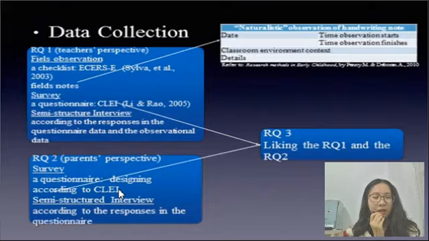However, due to limited resources, I cannot find a study to understand the parents' perspectives on building the classroom environment. So I'm going to design the questionnaire myself, but it is according to the Classroom Literacy Environment Index from the previous studies.